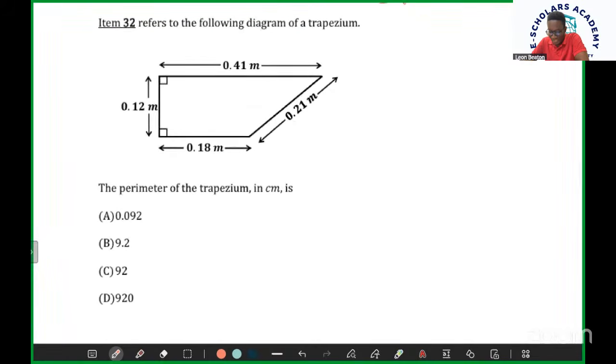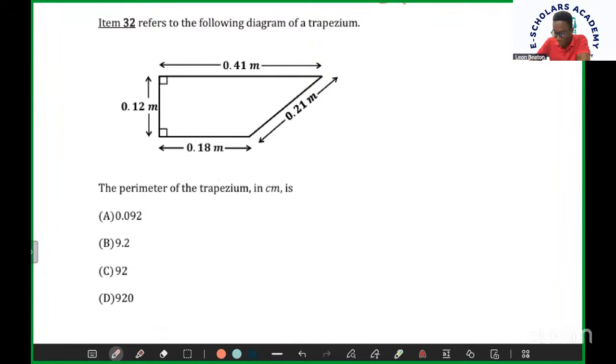CXE was worthless this year. This is wickedness. All right. Oh no, never mind. My bad. I thought this question was about to ask us to find the area, but they want us to find the perimeter, which is not so worthless, right?